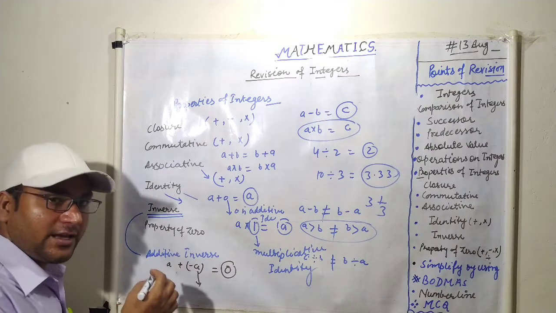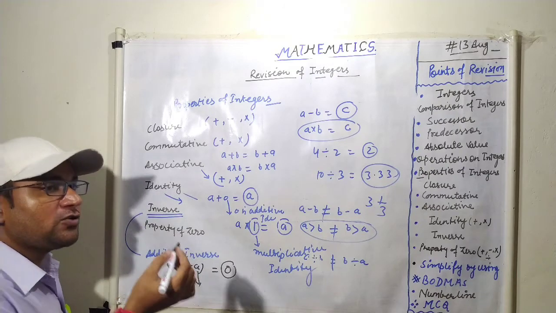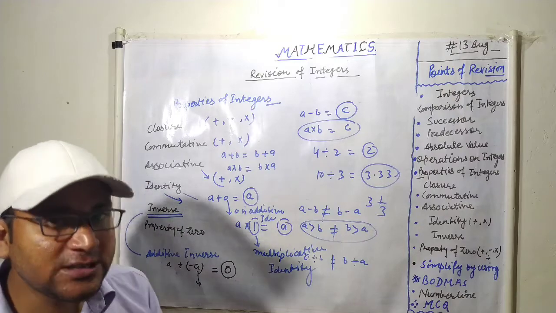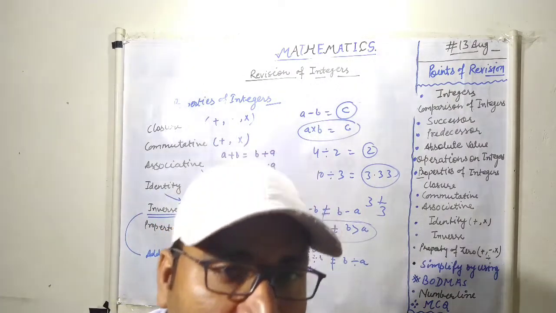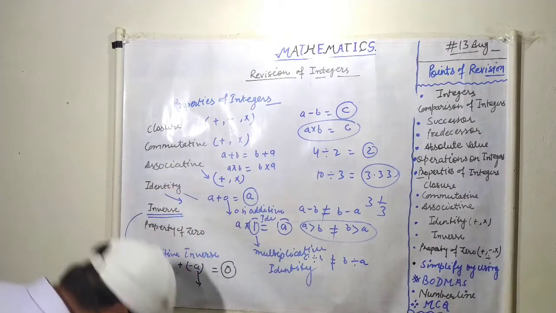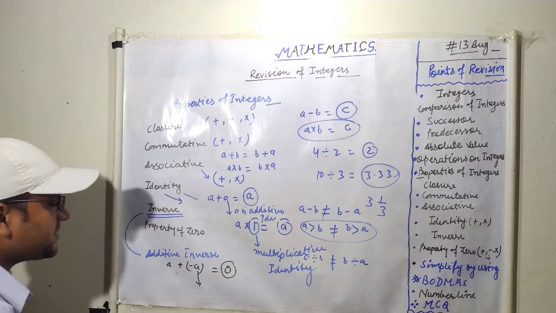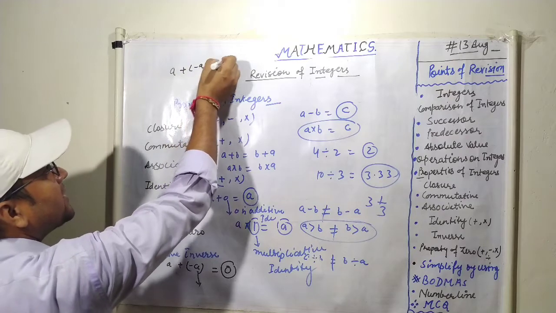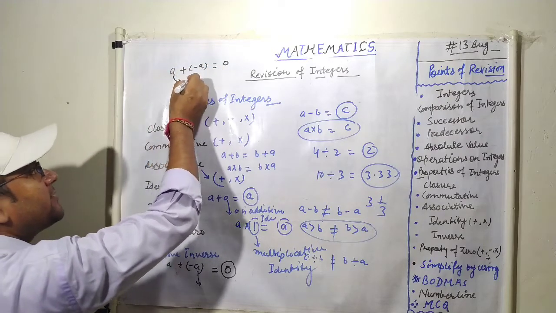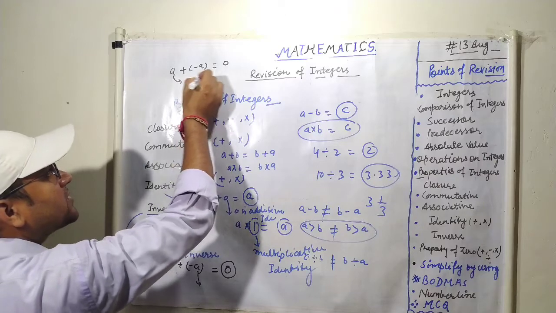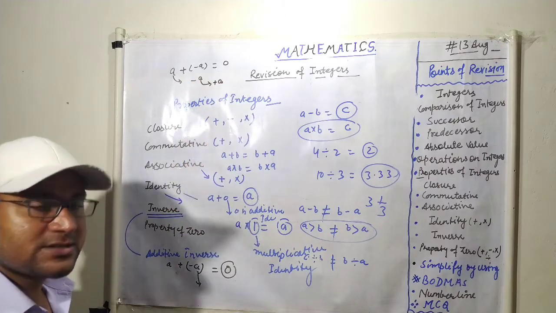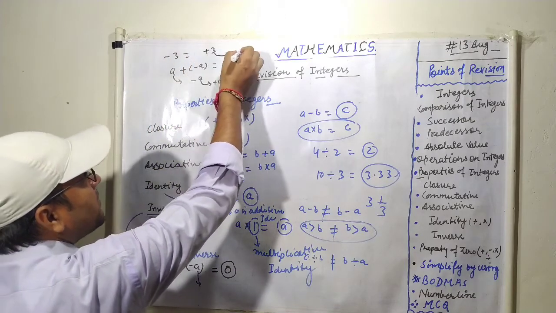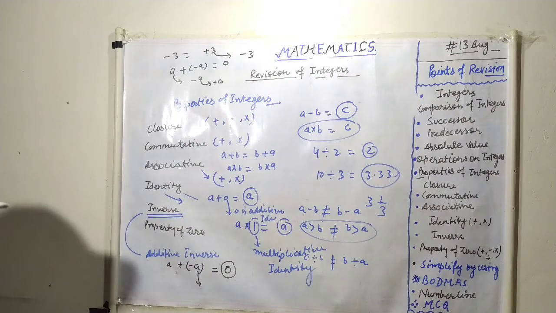What is the additive inverse of a? That is minus a. And what is the additive inverse of minus a? That is a. So additive inverse means the opposite in sign, students. Always remember that: a number and its opposite sign, if you add them, you will get 0. So what is the additive inverse of minus 3? That is plus 3. And what is the additive inverse of plus 3? That is minus 3. So this is a very important point.